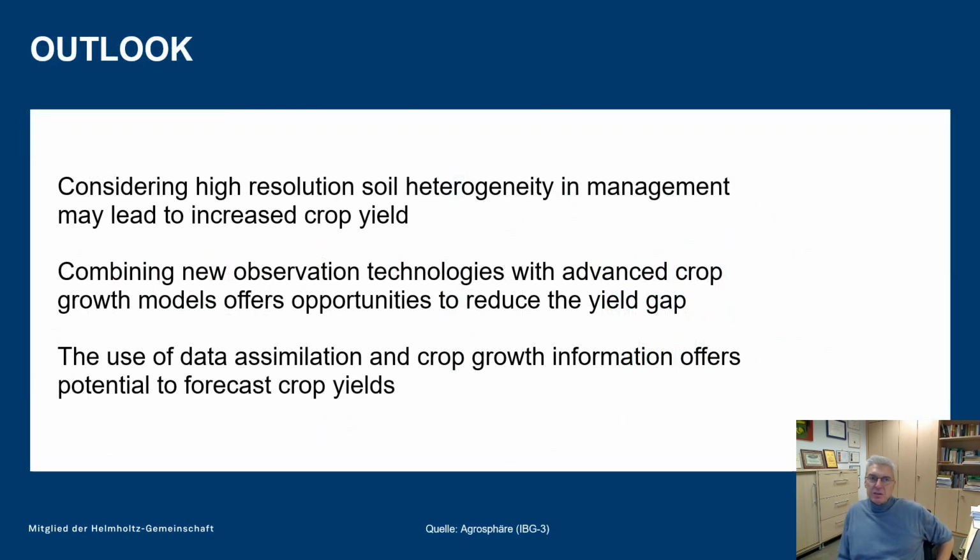Coming now to the outlook. I think that we have shown here that when we consider high resolution soil heterogeneity, this may lead to an increased crop yield and may provide interesting information on how to manage irrigation systems. Combining new observation technologies with advanced crop growth models offers the opportunities to reduce the yield gap. And we have shown that this can be done by using data assimilation and crop growth information, and that this offers a potential to forecast crop yields.